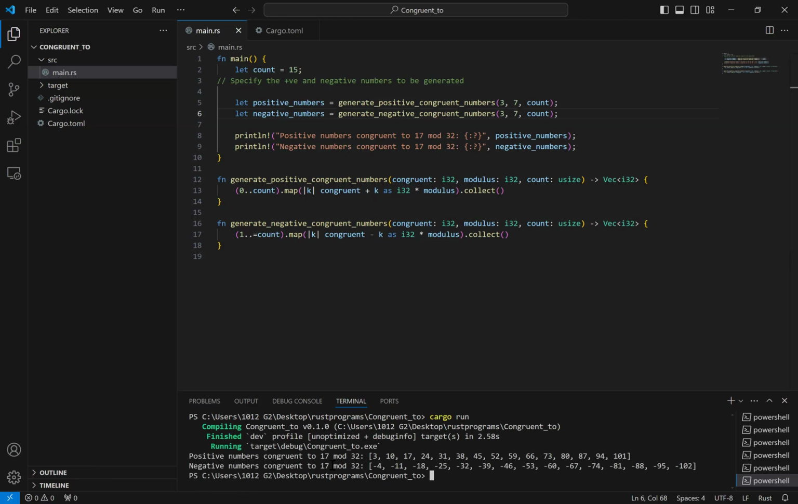Yes, it has done that. Let's see if there are 15. 1, 2, 3, 4, 5, 6, 7, 8, 9, 10, 11, 12, 13, 14, 15. And also the negative values, there are 15. Let's now increase the numbers.